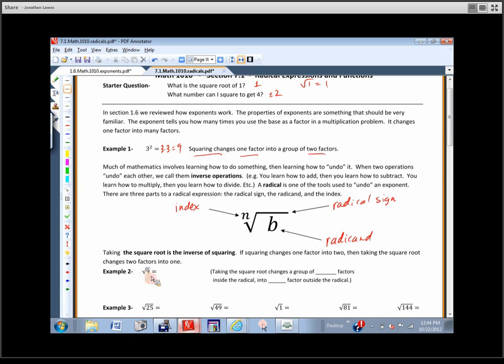The radicand is 9, and here's how this works. When we square, it takes one factor and it makes it look like 2. Well, when we take the square root, it does the exact opposite. It takes 2 factors and it makes it look like 1.